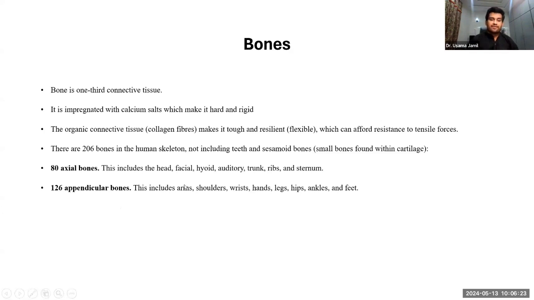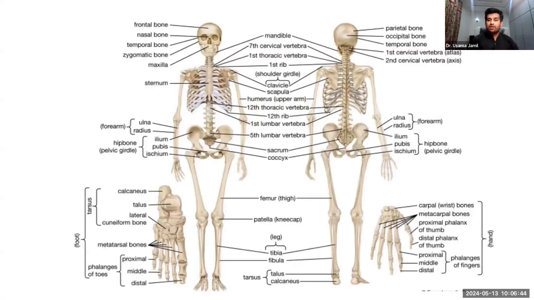So axial bones include the head, facial bones, hyoid bone, auditory ossicles, ribs, and sternum. These are different types of bones, but you don't have to remember all the names. Just have at least the idea of what the axial skeleton is, what the appendicular skeleton is, and the total number of bones in our body. You don't have to remember all of it, but let's have a quick overview.